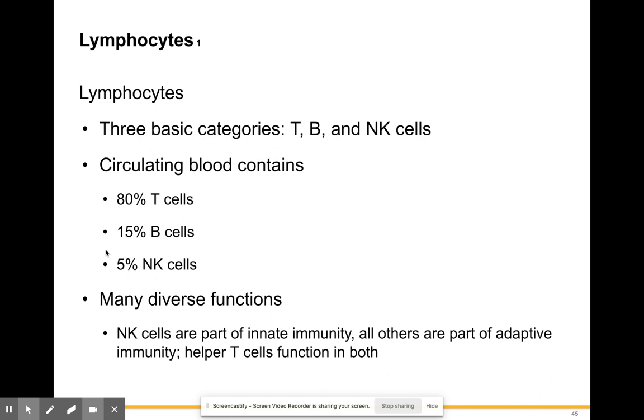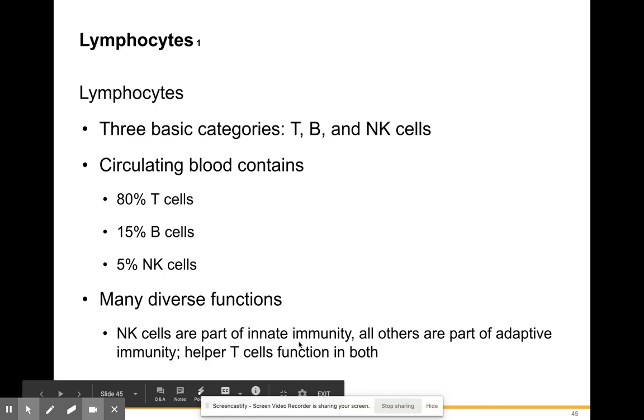T cells and B cells are going to be part of your adaptive immunity, okay? Your natural killer cells are the only cells that are part of your innate immunity, okay, out of these lymphocytes. Okay, so natural killer cells are part of the innate immunity. All others are part of the adaptive immunity. Okay, helper T cells can function in both, and you'll see why later.